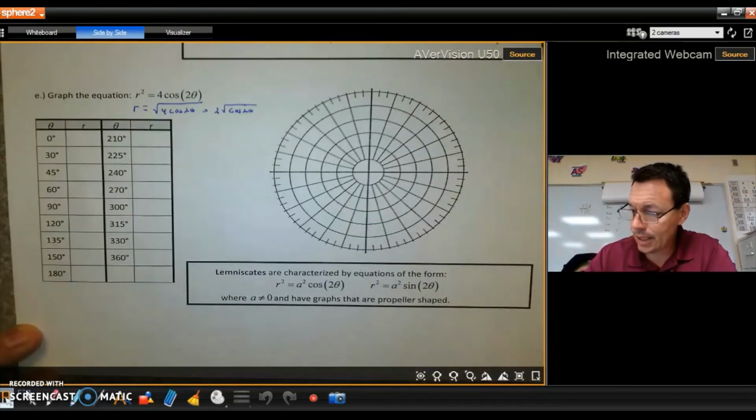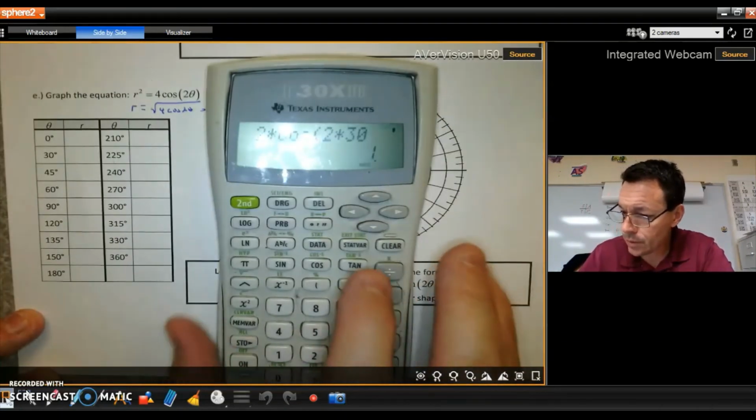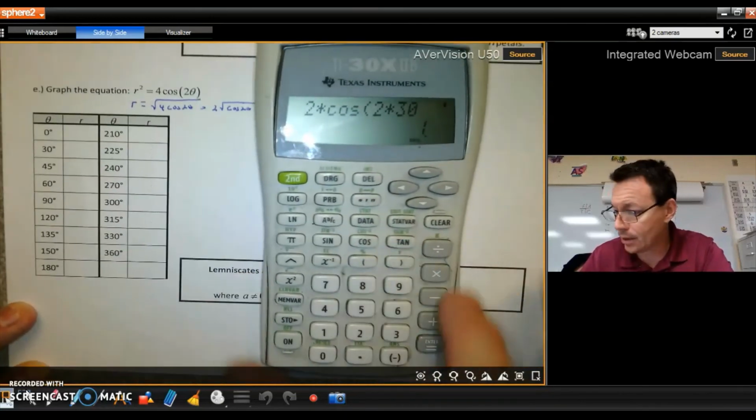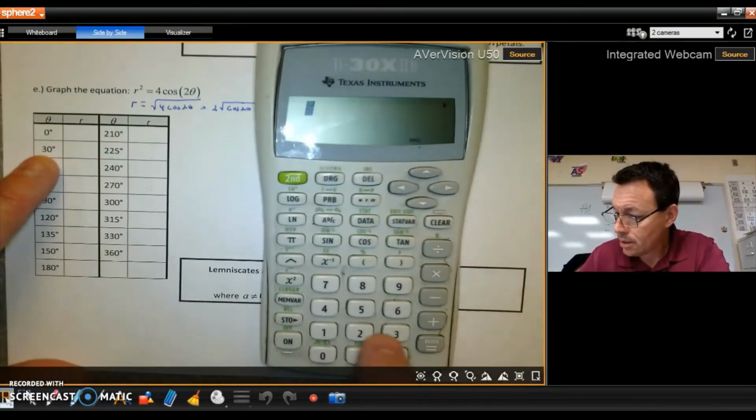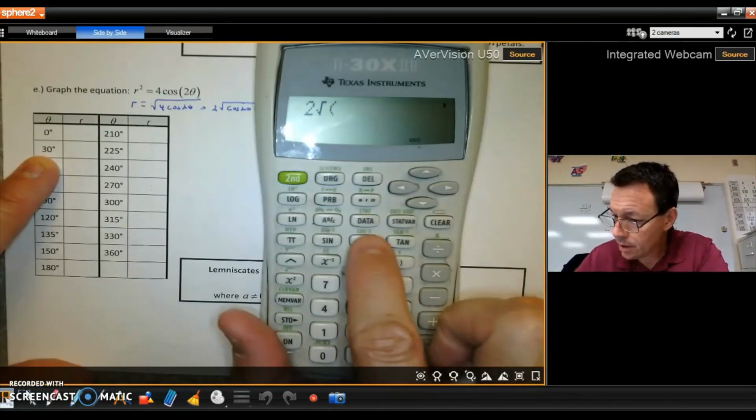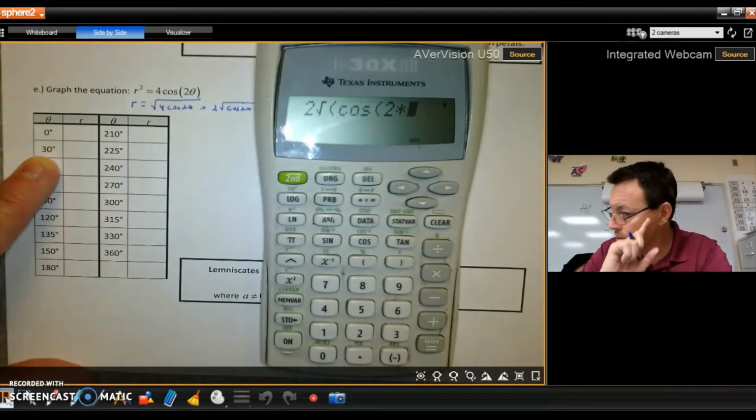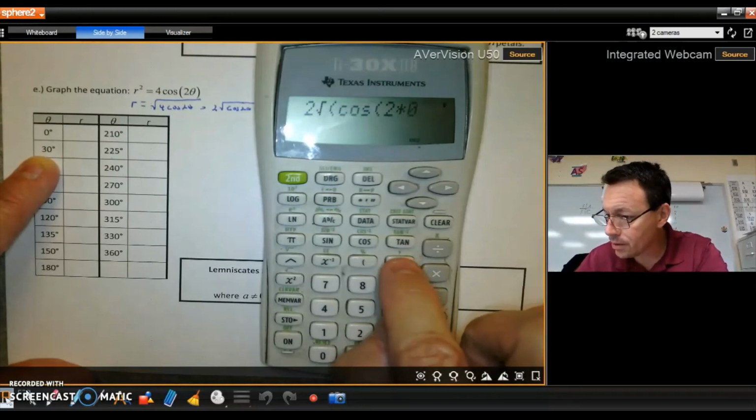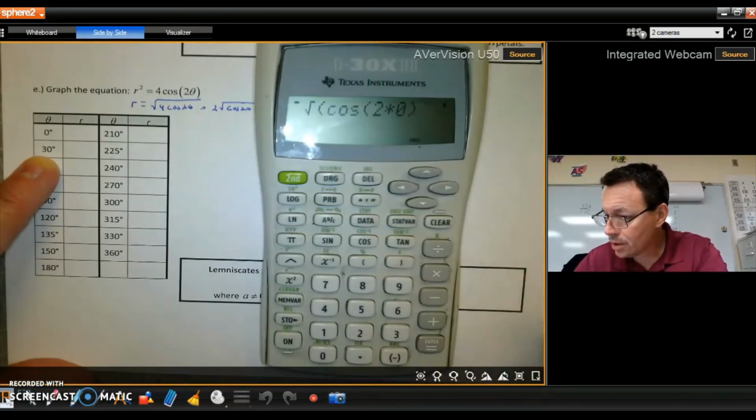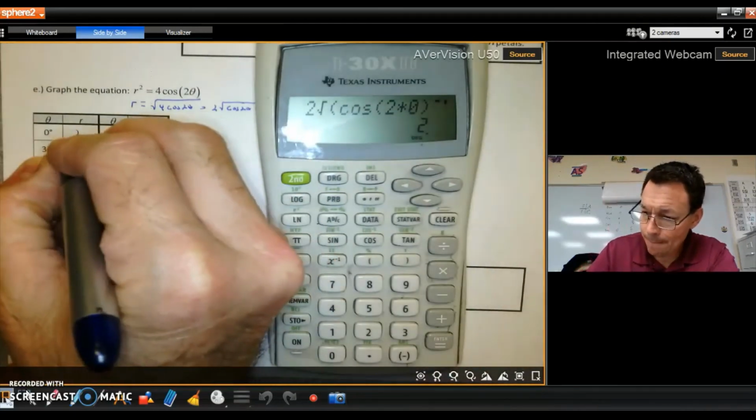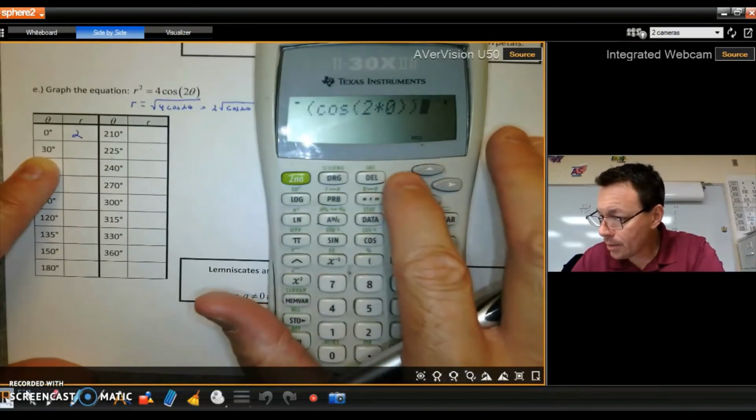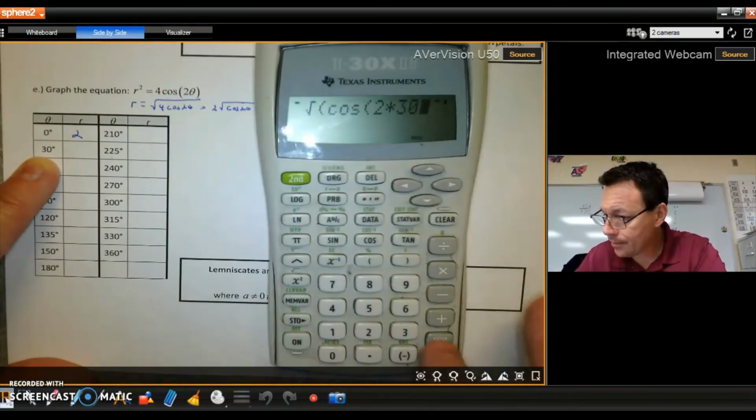Okay, so in your calculator, once we do the first one, if you've got a calculator that does this, so 2 square root of the cosine of 2 times theta, so 2 times 0. I'm going to close those parentheses. I'm also going to close my original parentheses, and I get an answer of 2. Okay. And then I'm going to change that 0 to a 30.